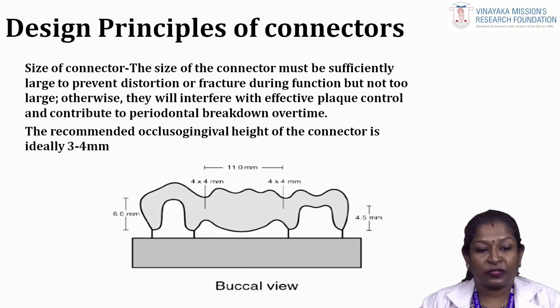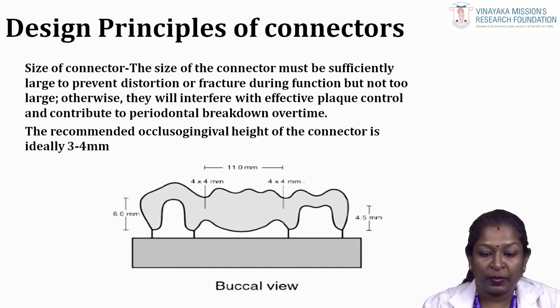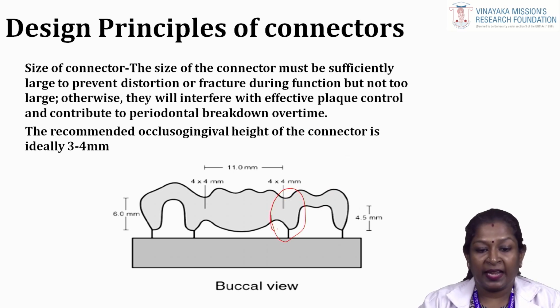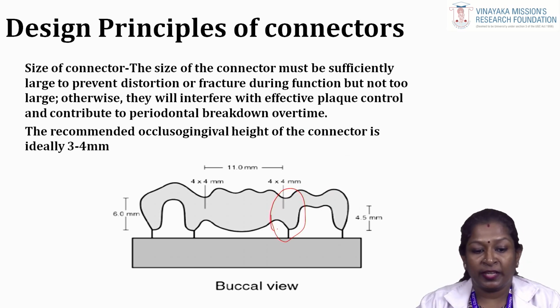Coming to design principles of connectors, first we will discuss in detail the size of the connector. The size of the connector must be sufficiently large to prevent distortion or fracture during function, but should not be too large, otherwise they will interfere with effective plaque control and contribute to periodontal breakdown over time. The recommended occlusogingival height of the connector is ideally 3 to 4 mm. If you look at this area, this is the recommended height occlusogingivally for the connector.